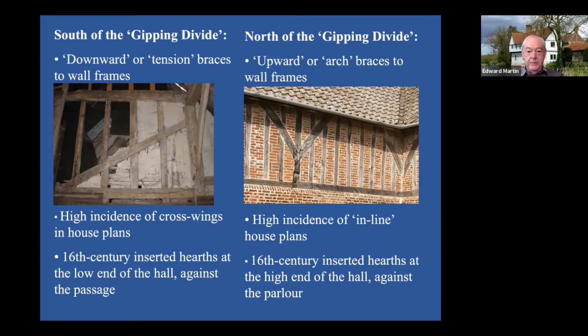whether you have it going up or coming down, where you put things like cross wings or don't have them, and where you put inserted hearths. These are all very interesting differences between the two areas. Again, some of the reasons for these are unclear, and we need more data to understand them.